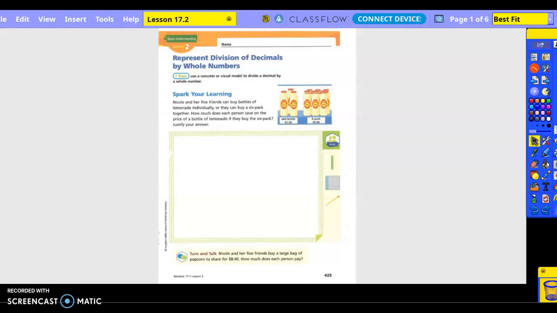Into Math, lesson 17.2. Represent division of decimals by whole numbers. I can use a concrete or visual model to divide a decimal by a whole number. Nicole and her 5 friends can buy bottles of lemonade individually, or they can buy a 6-pack together. How much does each person save on the price of a bottle of lemonade if they buy the 6-pack?